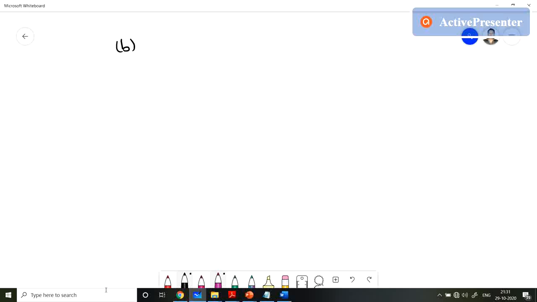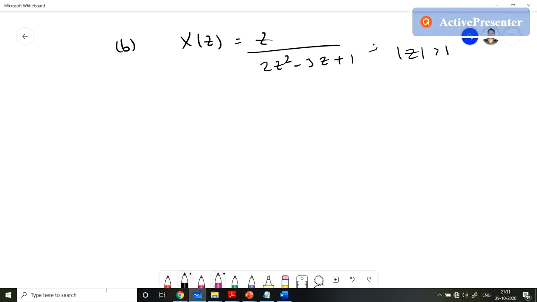Now we can solve part B also. Part B is X(z) equals z divided by 2z square minus 3z plus 1, and the ROC is modulus of z greater than 1. So we can again apply the long division. It is 2z square minus 3z plus 1, and here we have z.